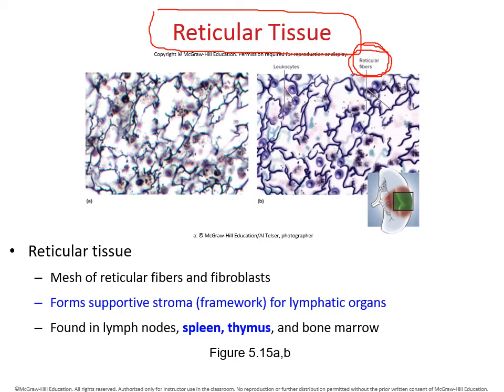So you're going to notice that I wrote down for you at the bottom, it will form the supported stroma, which is the framework of the lymphatic organs. So that's why the reticular fibers are so essential in reticular tissue. And if we're looking for additional locations, we're going to look at the spleen and the thymus. There are also some cells that you will find. Notice once again how the cells are spread out and they're not making contact.